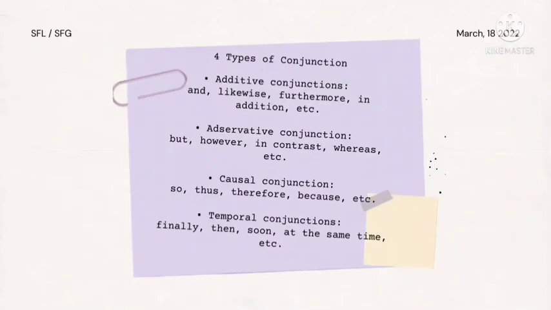4 types of conjunction. Additive conjunction: and, likewise, furthermore, and in addition. Adversative conjunction: but, however, in contrast, whereas. Causal conjunction: so, thus, therefore, because. And temporal conjunctions: finally, then, soon, at the same time.